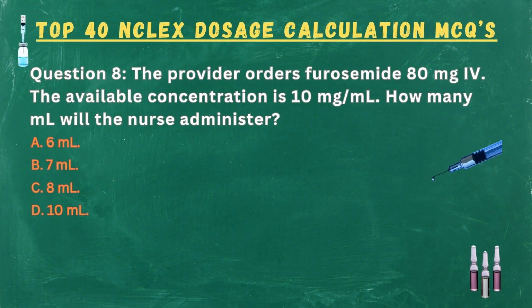Question 8. The provider orders furosemide 80 milligrams IV. The available concentration is 10 milligrams per milliliter. How many ml will the nurse administer? A. 6 milliliters. B. 7 milliliters. C. 8 milliliters. D. 10 milliliters. Answer: C. 8 milliliters.